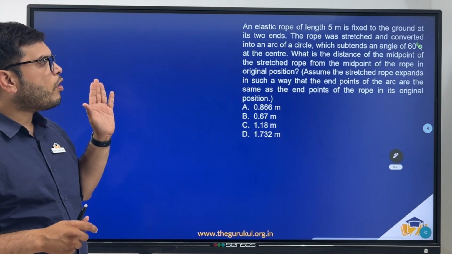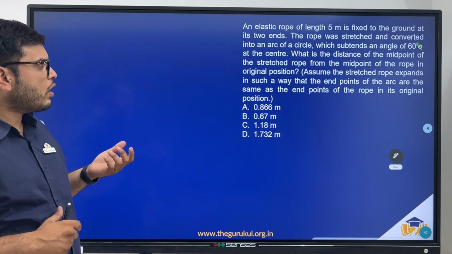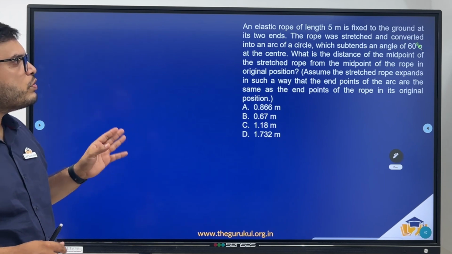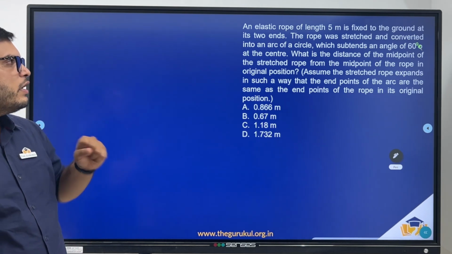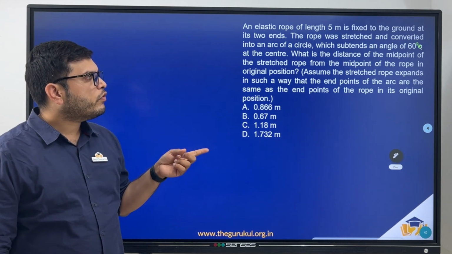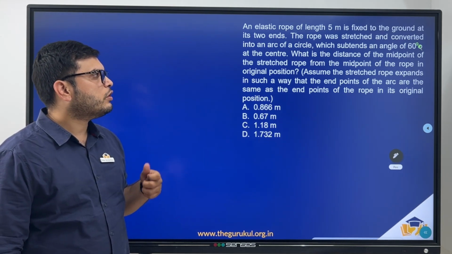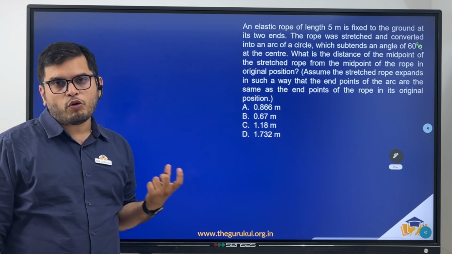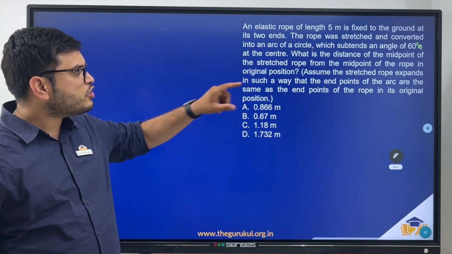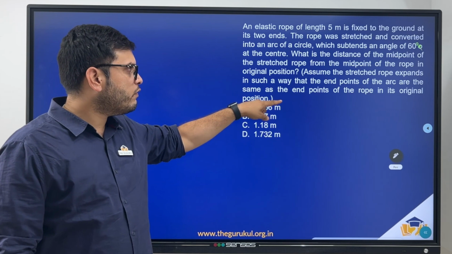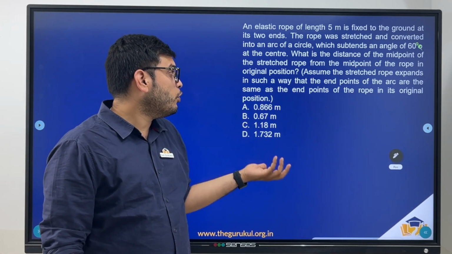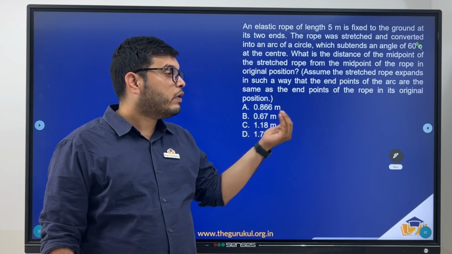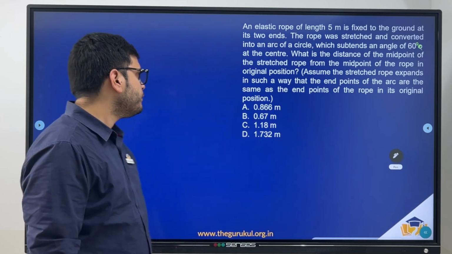An elastic rope of length 5 meters is fixed to the ground at its two ends. The rope was stretched and converted into an arc of a circle which subtends an angle of 60 degrees at the center. What is the distance of the midpoint of the stretched rope from the midpoint of the rope in original position? Assuming that the stretched rope expands in such a way that the endpoints of the arc are in the same position as they were in its original position, right?